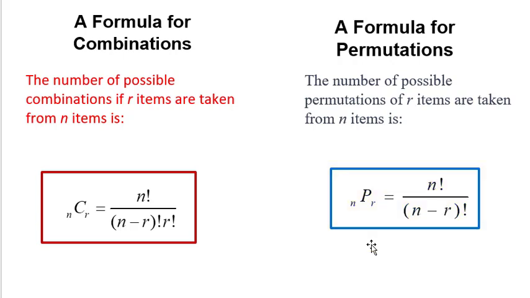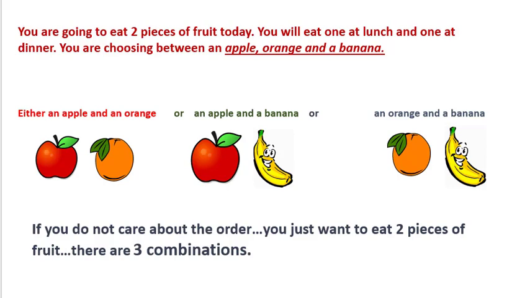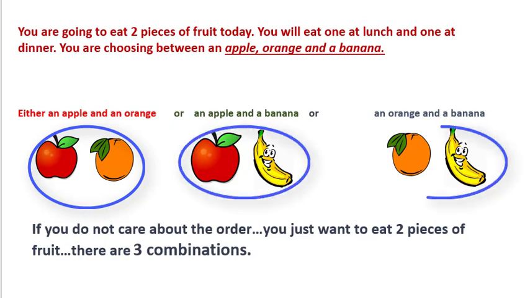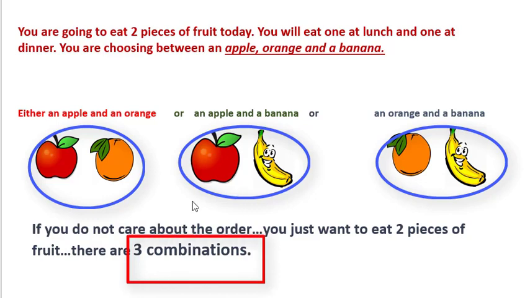Now, this video is really just concentrating on how to use them in your calculator. But let's review just a little bit about what is a combination and a permutation. So let's say I'm going to get healthy. I'm eating 2 pieces of fruit a day. I have a choice. I have an apple, an orange, or a banana. So I can choose an apple and an orange. I could choose an apple and a banana, or an orange and a banana. I don't care about which order. It's just I'm going to choose 2 out of those 3 pieces of fruit. There are 3 combinations.